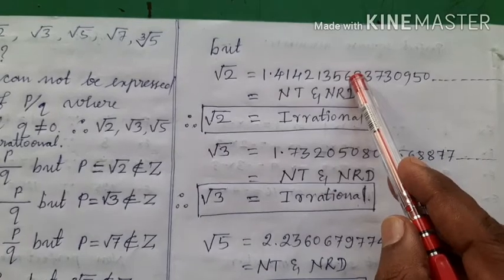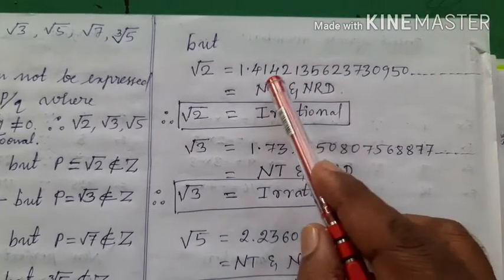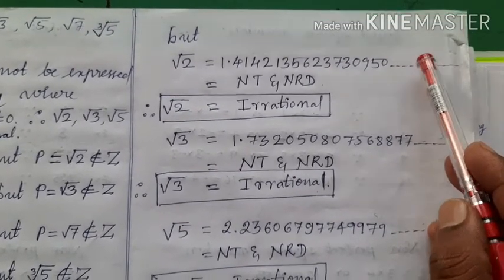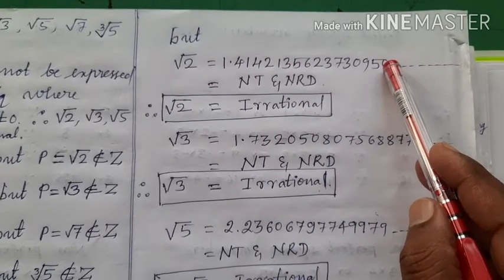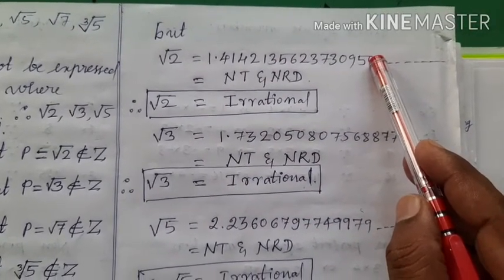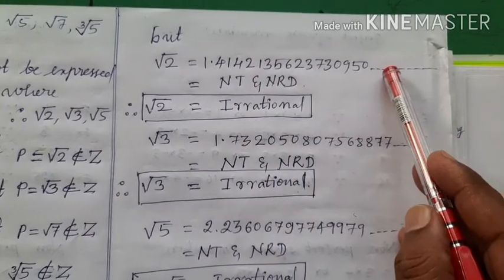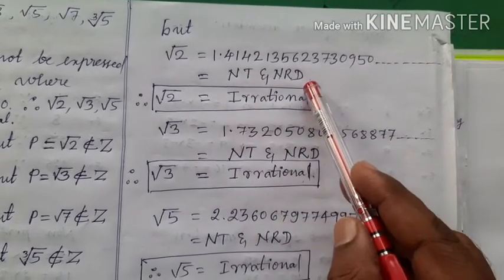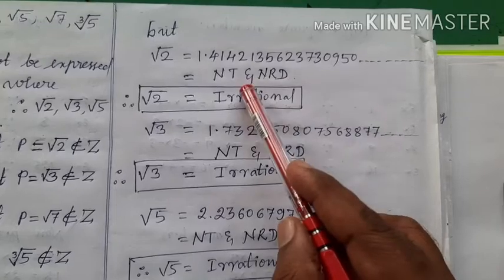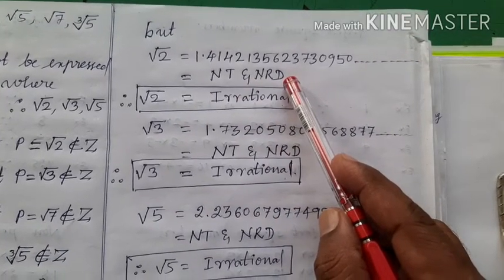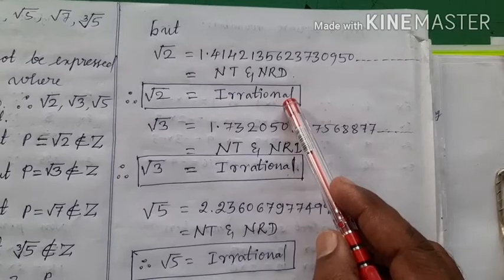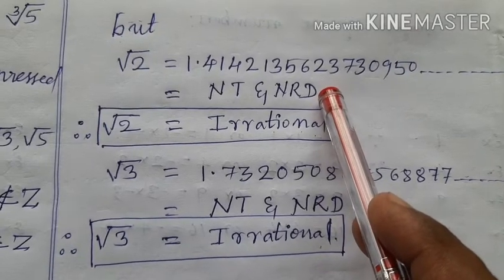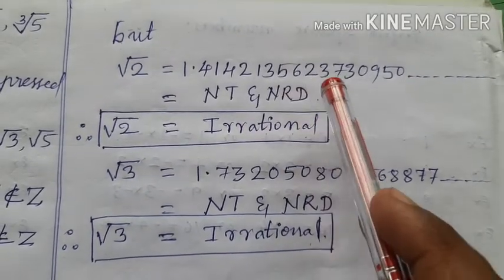Why is the square root of 2 a non-terminating and non-recurring decimal? In the decimal part, the digits do not end. That's why it is non-terminating. And no digit or group of digits is recurring or repeating. Therefore, it is a non-recurring decimal. Therefore, square root of 2 is an example of a non-terminating and non-recurring decimal. Remember, non-terminating and non-recurring decimals are examples of irrational numbers, because they cannot be expressed in the form of p by q.